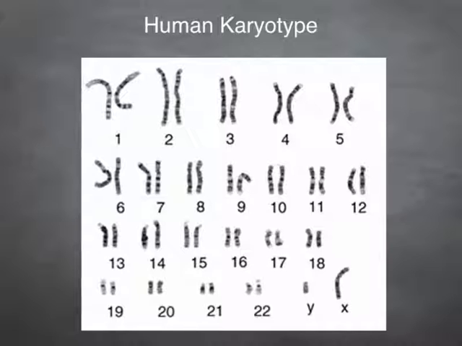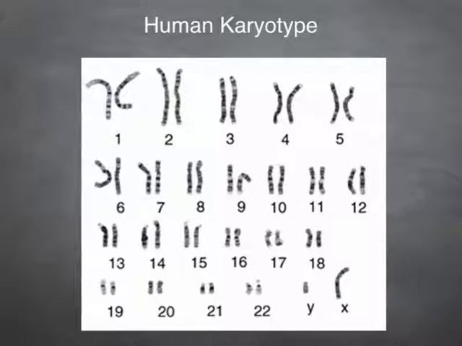You've got set number 1 with 1, 2 chromosomes, set number 2, 3, 4, 5, on and on until you get to set 22. And then there's this set here, kind of all by themselves, which counts as set 23. So a human has 23 sets of chromosomes, or 46 chromosomes.